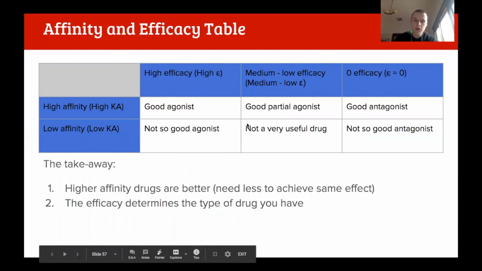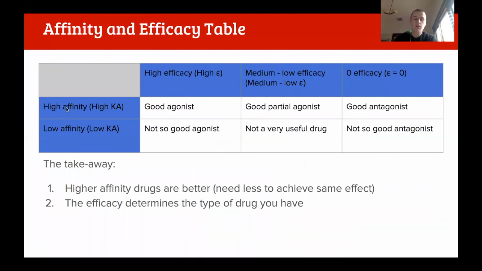And the takeaway that I want you guys to get from this is that when you have a drug with high affinity, that is always ideal, regardless of its efficacy. You want it to be high affinity, and then the efficacy will determine its role. So if you have a high affinity drug, that just means that you need less of it to achieve the desired effect. Whereas if you have low affinity, then you need to administer more of the drug and you have the risk of complications elsewhere in the body.